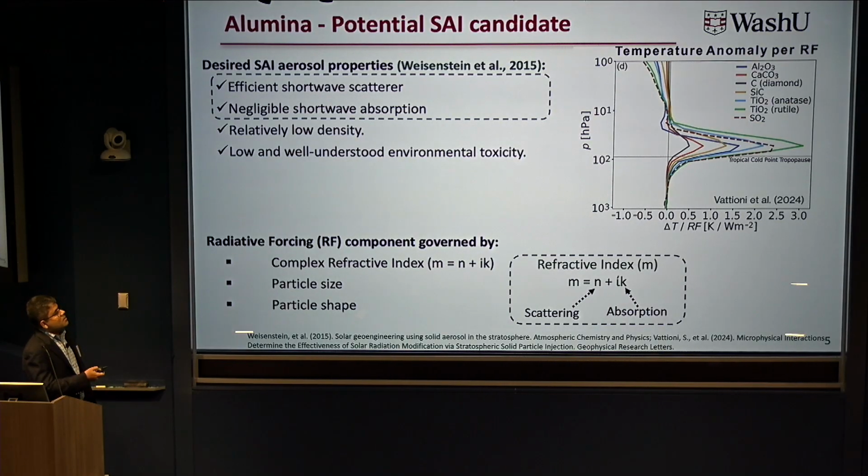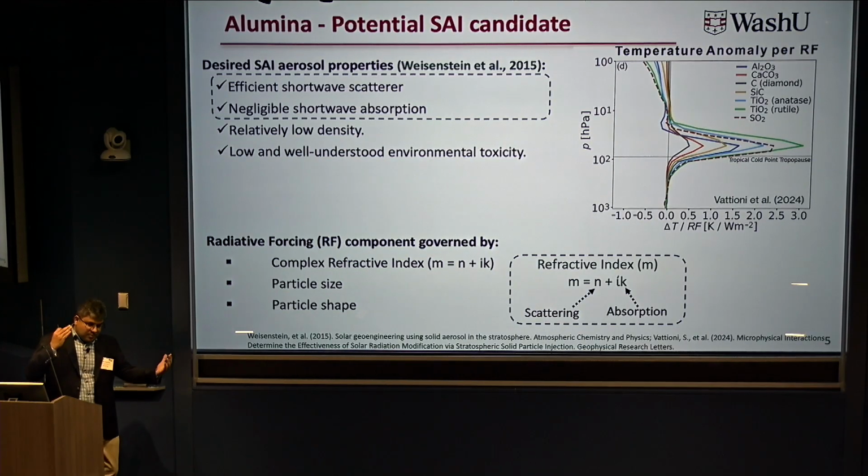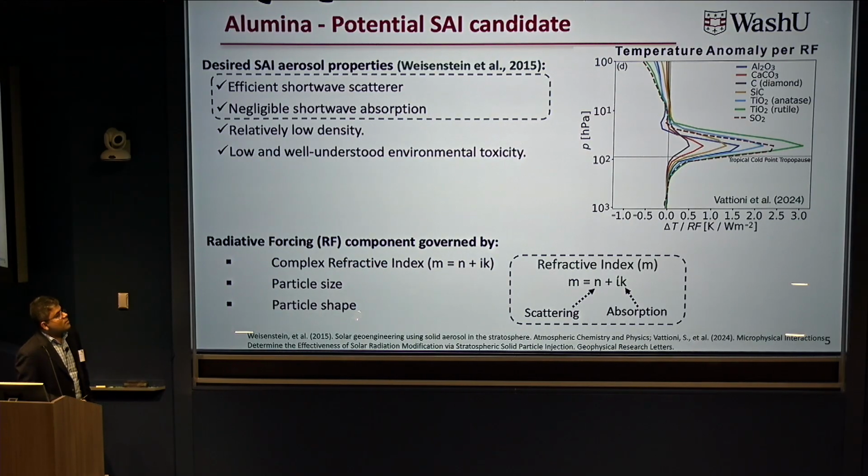And Sandro has been publishing a lot of work. This is a graph from one of his 2024 papers where essentially he compares the tug of war between radiative forcing and temperature anomaly for all the possible candidates. Sulfate, all the solid nanoparticles are below the sulfate line, which is the perforated line.